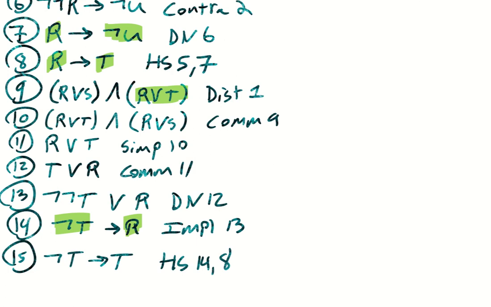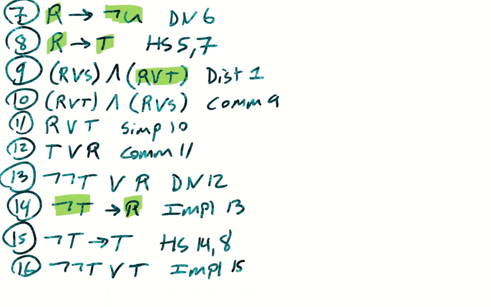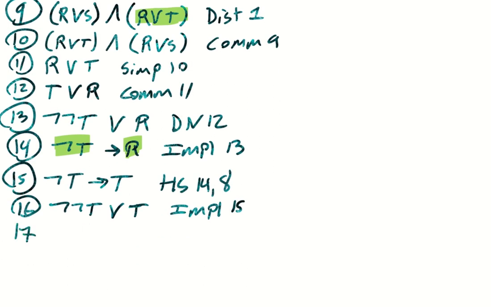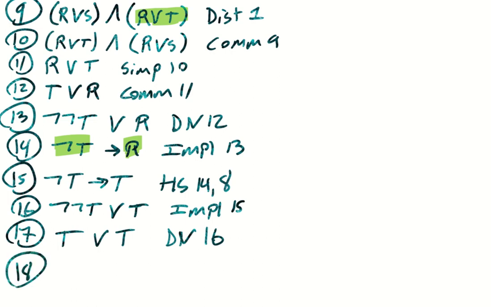So for 16, we can get not T or T by the implication of line 15. And then for 17, we have that double negation there, so we have T or T, double negation, line 16. Well, T or T, that's just T, so for 18, it therefore follows T because we have a tautology, line 17. And that is our final answer.